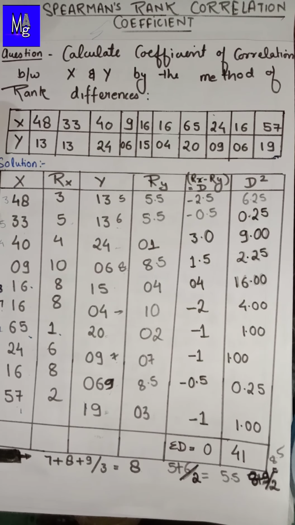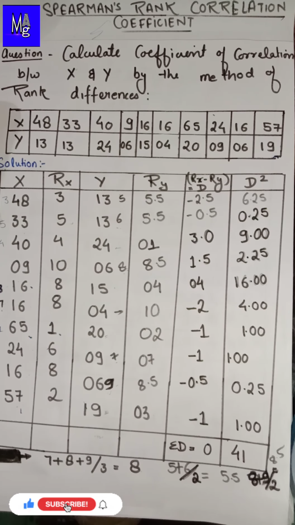Hello class, we are going to start with the next topic, that is Spearman's rank correlation coefficient. In the previous class we already did one question on this topic, that was when the ranks are already given in the question. Now it's the next type of question, where the ranks are not given to you, so how should you deal with the question?